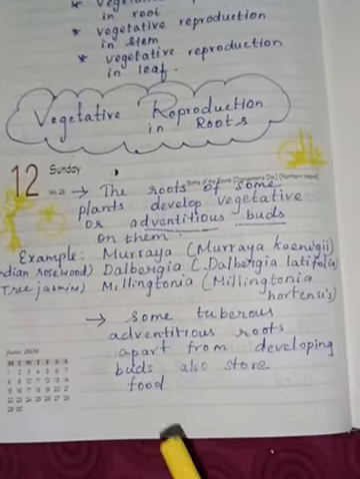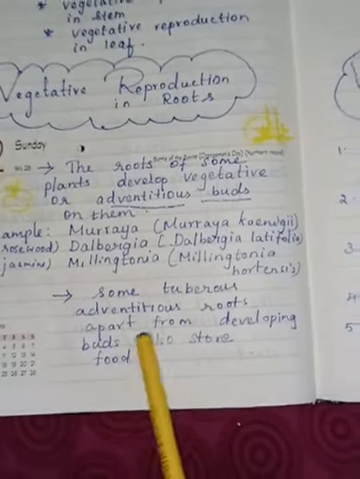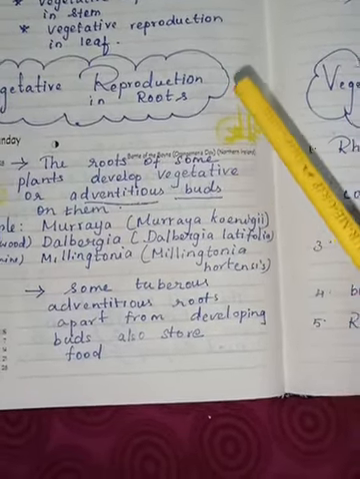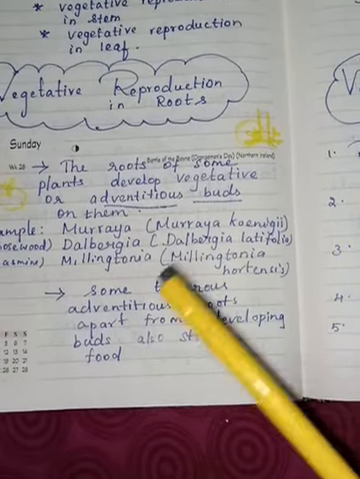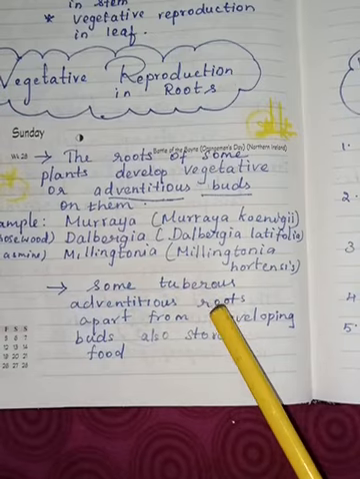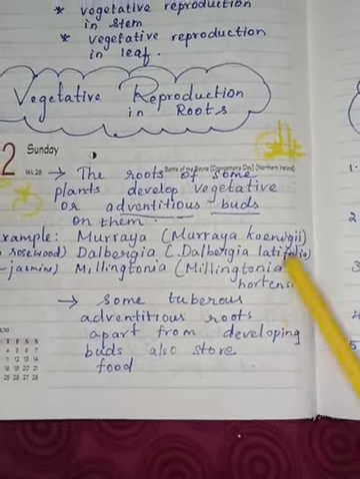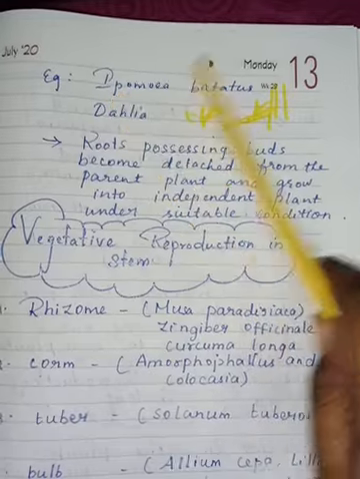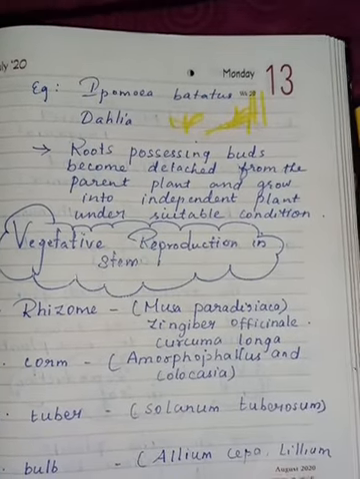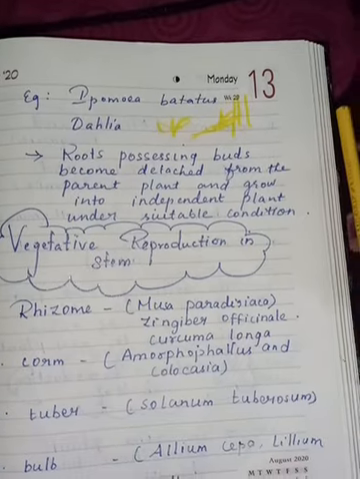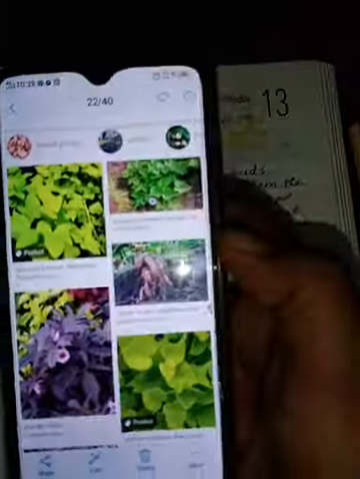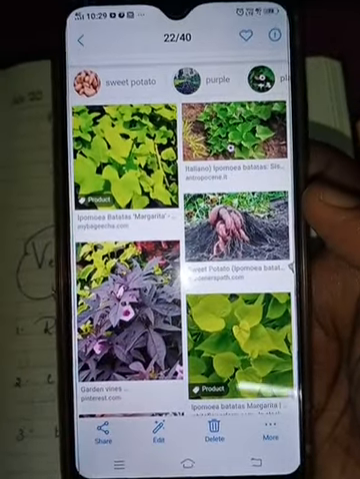Next, some tuberous adventitious roots, apart from developing buds, also store food. Here one bud is developed, that is one property. Some tuberous adventitious roots, apart from developing buds, also store food material. An example of storing food material is Ipomoea batatas. What is the local name of Ipomoea? Sweet potato. See, this is a sweet potato.